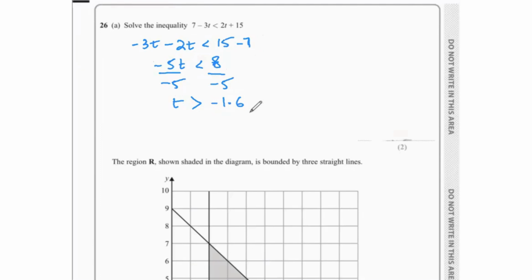Remember, whenever you're dividing both sides by a negative number, your inequality will always flip. It will become the opposite thing.